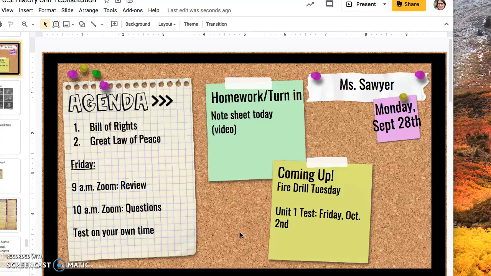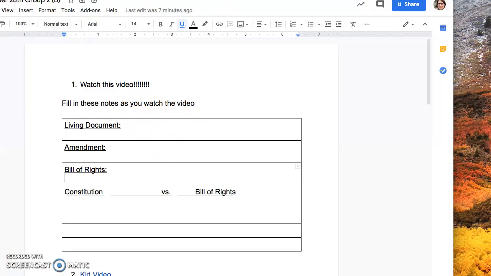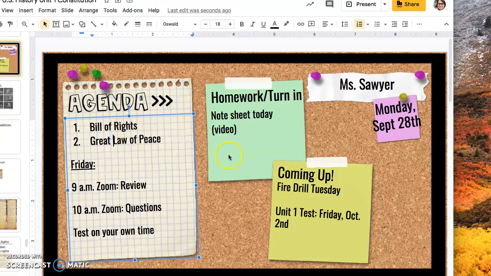I will see you tomorrow in class, but this is your at-home activity. It is Monday, September 28th. Let's look at what we're going to be learning about. We're going to be learning about the Bill of Rights, and then we're going to be talking about the Great Law of Peace from the Iroquois and how it influenced our Constitution. You're doing a note sheet today, so you're watching this video, and then you're going to be filling out the note sheet as we go, and that's what you're going to turn in today.